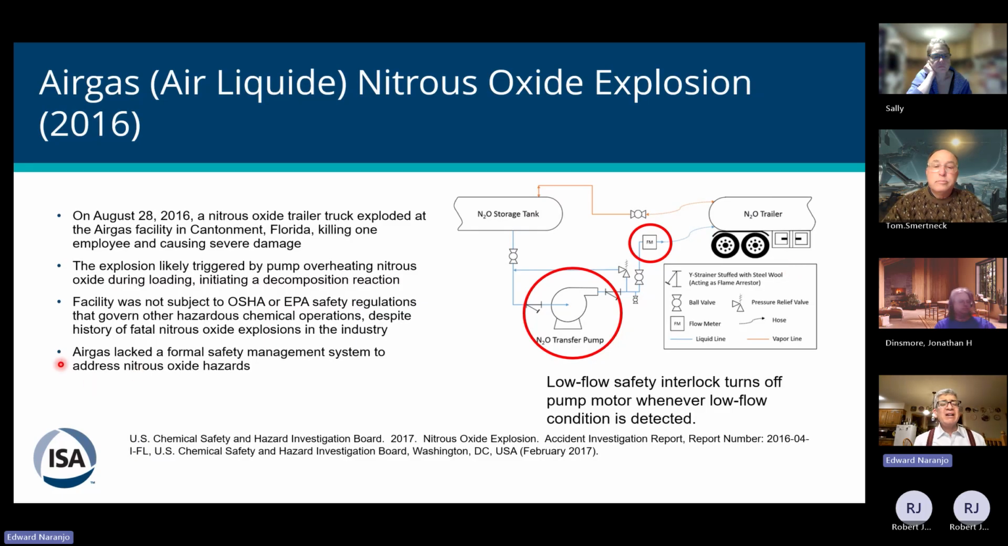The second one is that Airgas lacked any kind of formal safety management system to address nitrous oxide hazards. And if you read the report, you will find that Airgas was actually very cooperative. In fact, it got very high marks from the investigators for its response to the aftermath of this incident. But what became apparent is, I would say, two things. Number one, that there was a very low standard of safety when it came to these types of facilities.